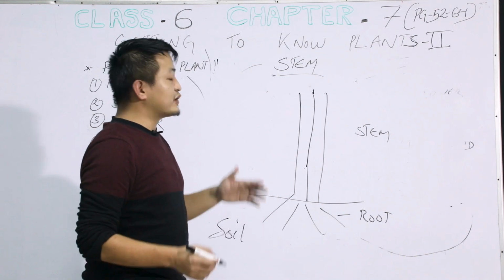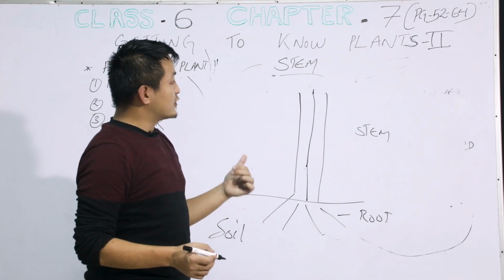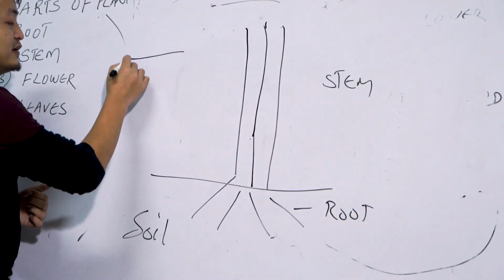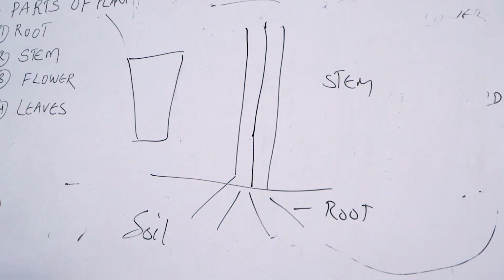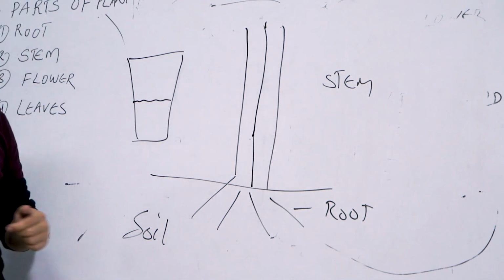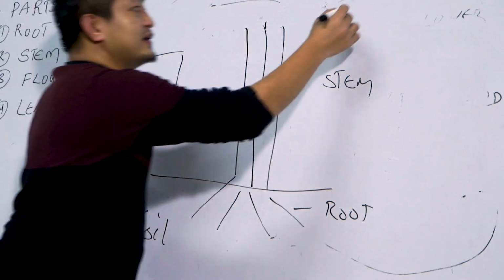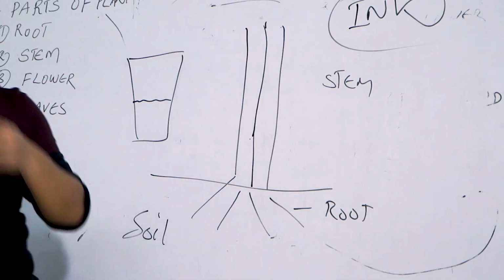Now, you can also try this experiment at home. For this, you need one glass, and in that glass you can fill one third of it with water. Now, I'm sure you have ink. Any color of ink would do.